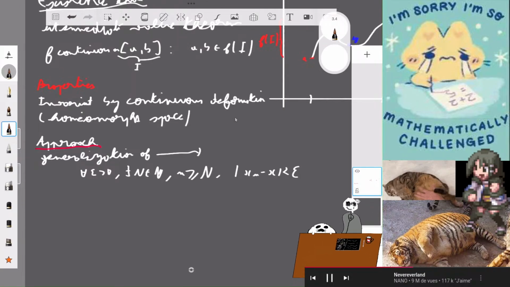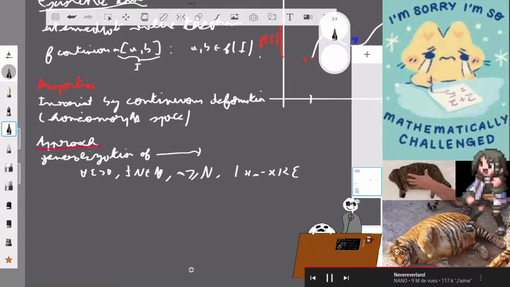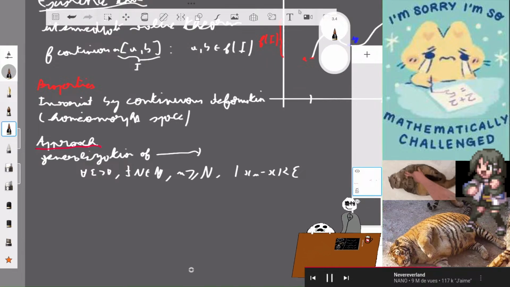This is what I want, this is what I need. And not in Minecraft, I mean in real life.